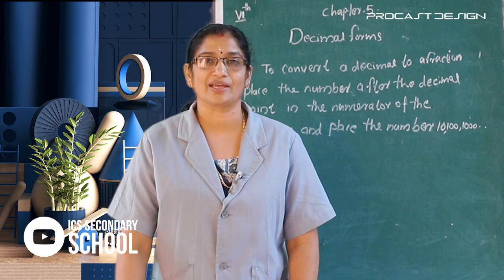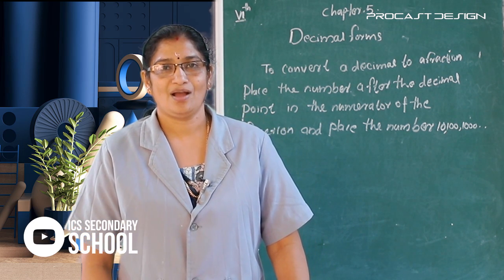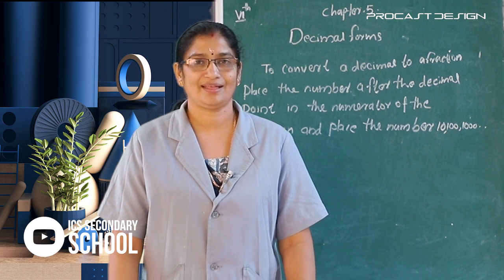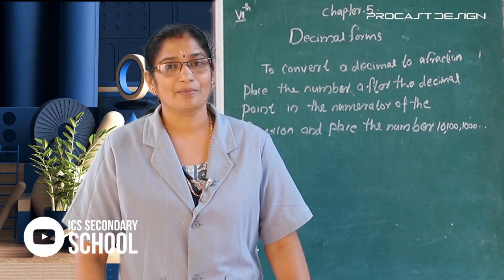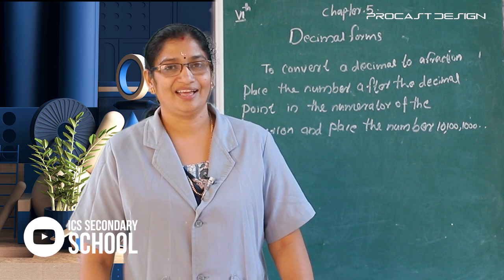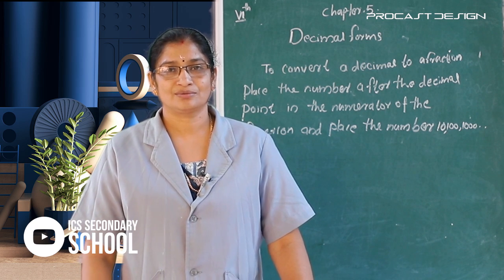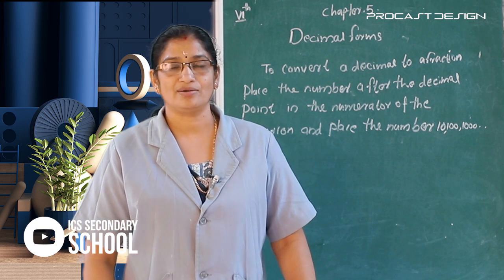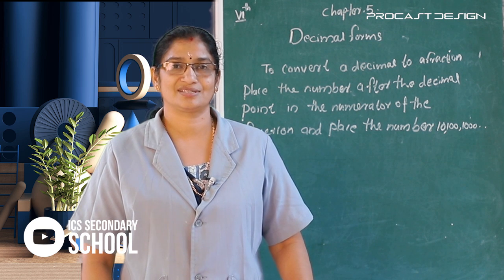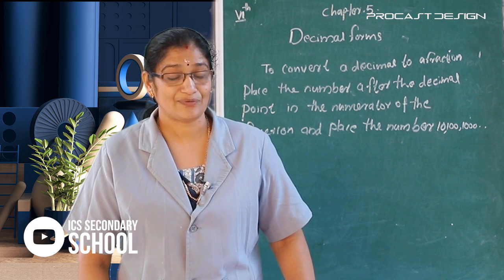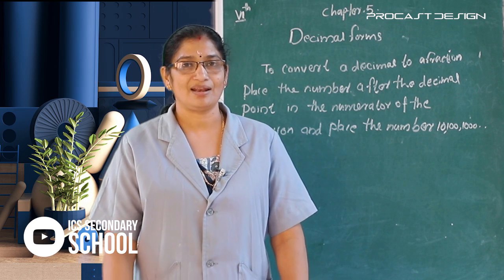In the previous class we learned about volume. How can we find volume? Length into breadth into height. Now we are going to discuss decimal forms, the 5th chapter.